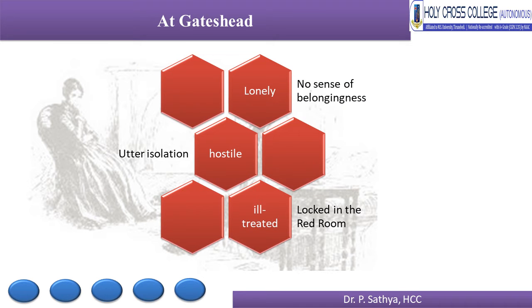At Gateshead, Jane Eyre is lonely with no sense of belongingness. She is in utter isolation and experiences hostility. She is also ill treated by her aunt, Mrs. Reed, and her cousins. She is also locked in the Red Room.